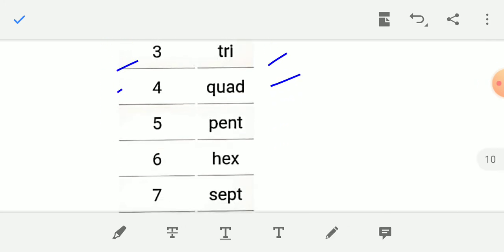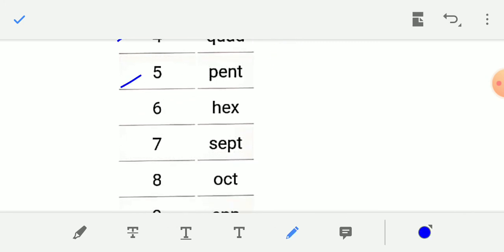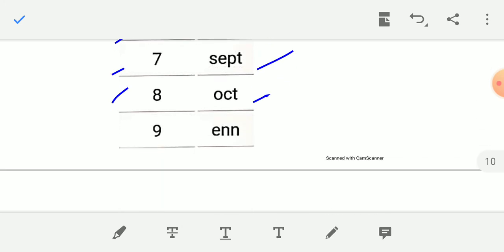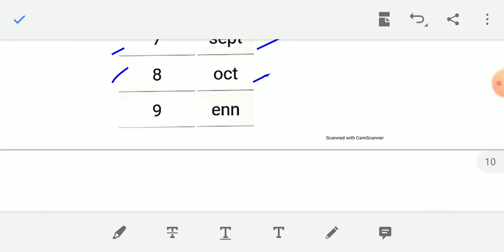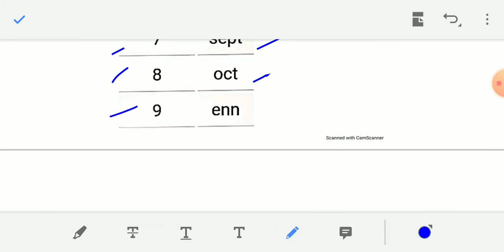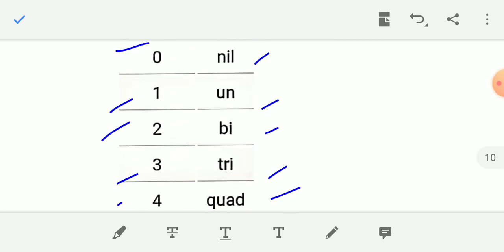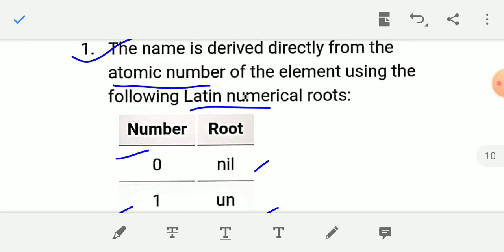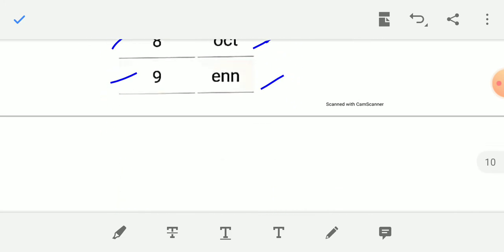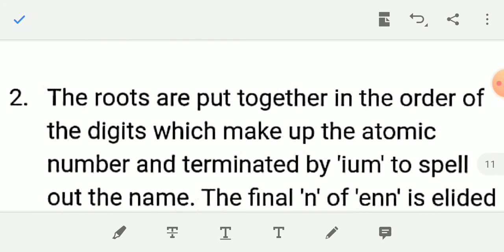And for 5, you have to use the root pent. For 6, you have to use the root hex. For 7, it is sept, not hept. And if the number is 8, then you have to use the root oct. If the number is 9, then you have to use enn, e double n. You have to use these Latin numerical roots during naming of elements having atomic number greater than 100.